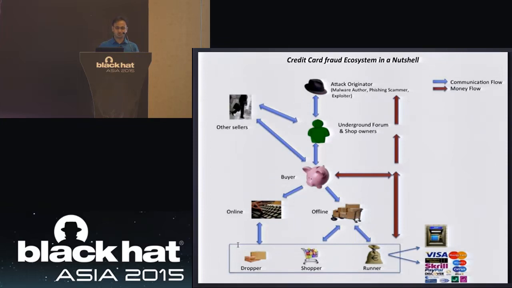Now he wants to do online shopping, or he wants to go offline. He can pick up specialized services based on whatever he wants. If he wants to go for online shopping, he can pick up the specialized service of, let's say, the dropper, the guy who can give you a drop address where you can have your stuff delivered. Then there are shoppers and runners that the offline guys can pick up.